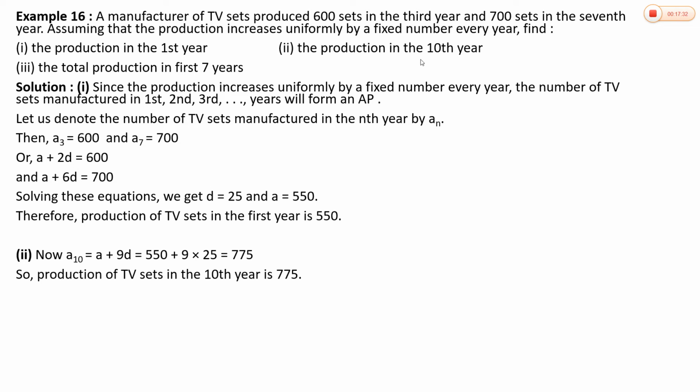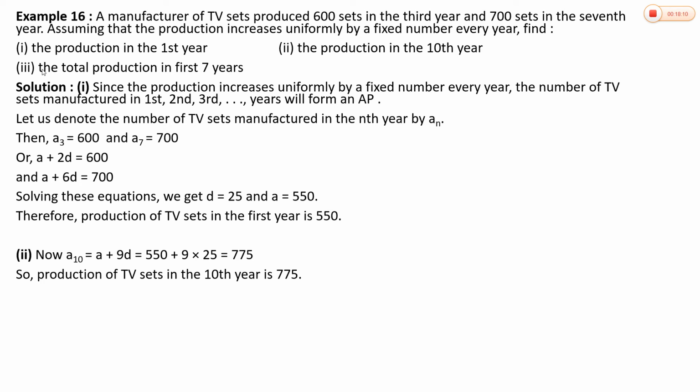Second question is the production in the 10th year. That is nothing but a10. You have to find a10 by using the formula an is equal to a plus n minus 1 into d. a10 is equal to a plus 9d, which is equal to a is 550 plus 9 into d is 25, which is 775. So production of TV sets in the 10th year is 775.